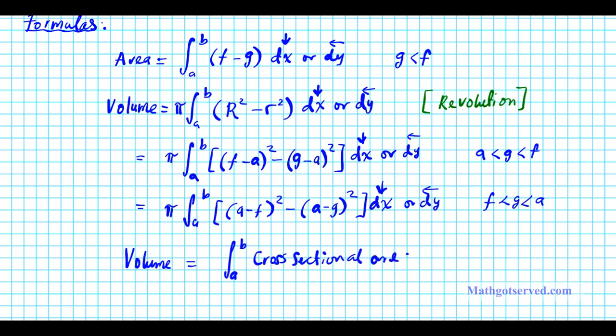It could be A of x or A of y, depending. So it's dx if the base is perpendicular to the x-axis, or dy if the base of the area is perpendicular to the y-axis. So this is for cross-sectional area. Let's put that note there, cross-section. The only hard part with this last formula is finding the area of the cross-sectional area, because you have to make use of your geometry formulas to find the area.